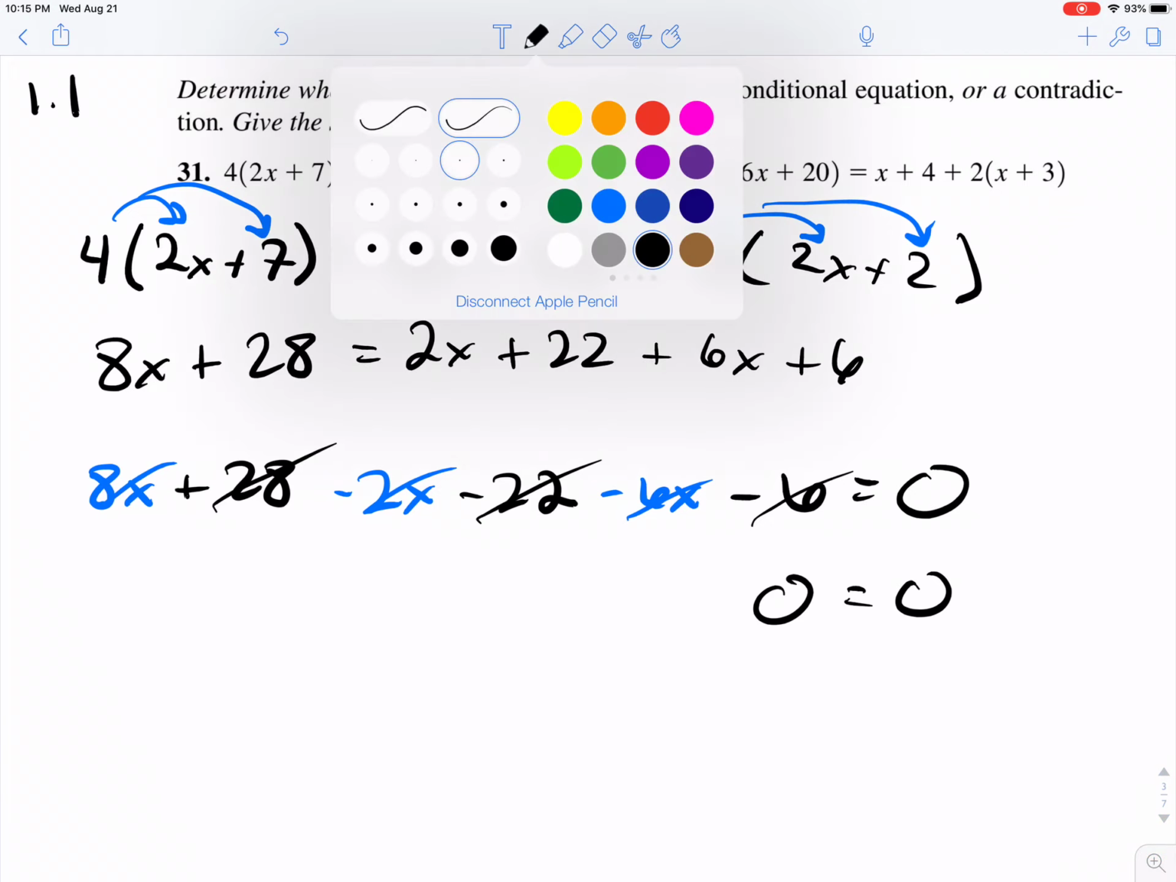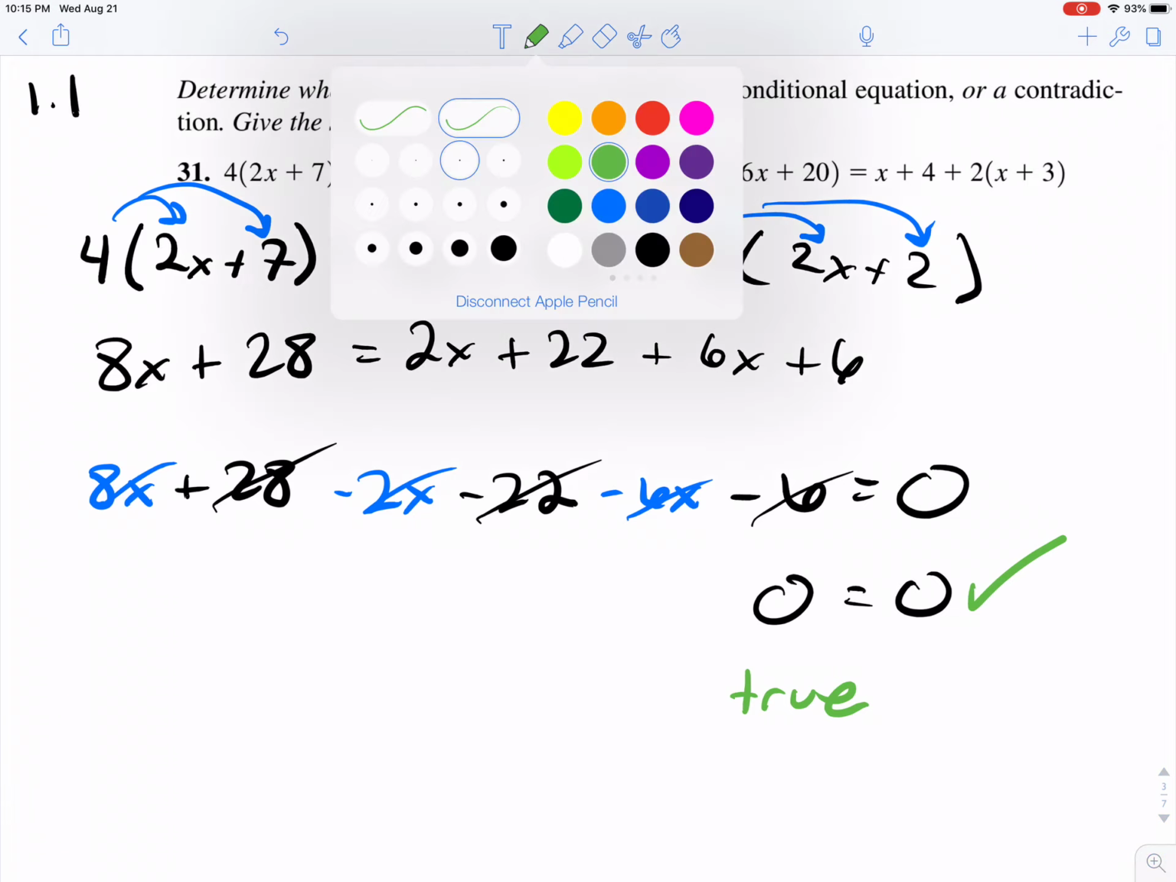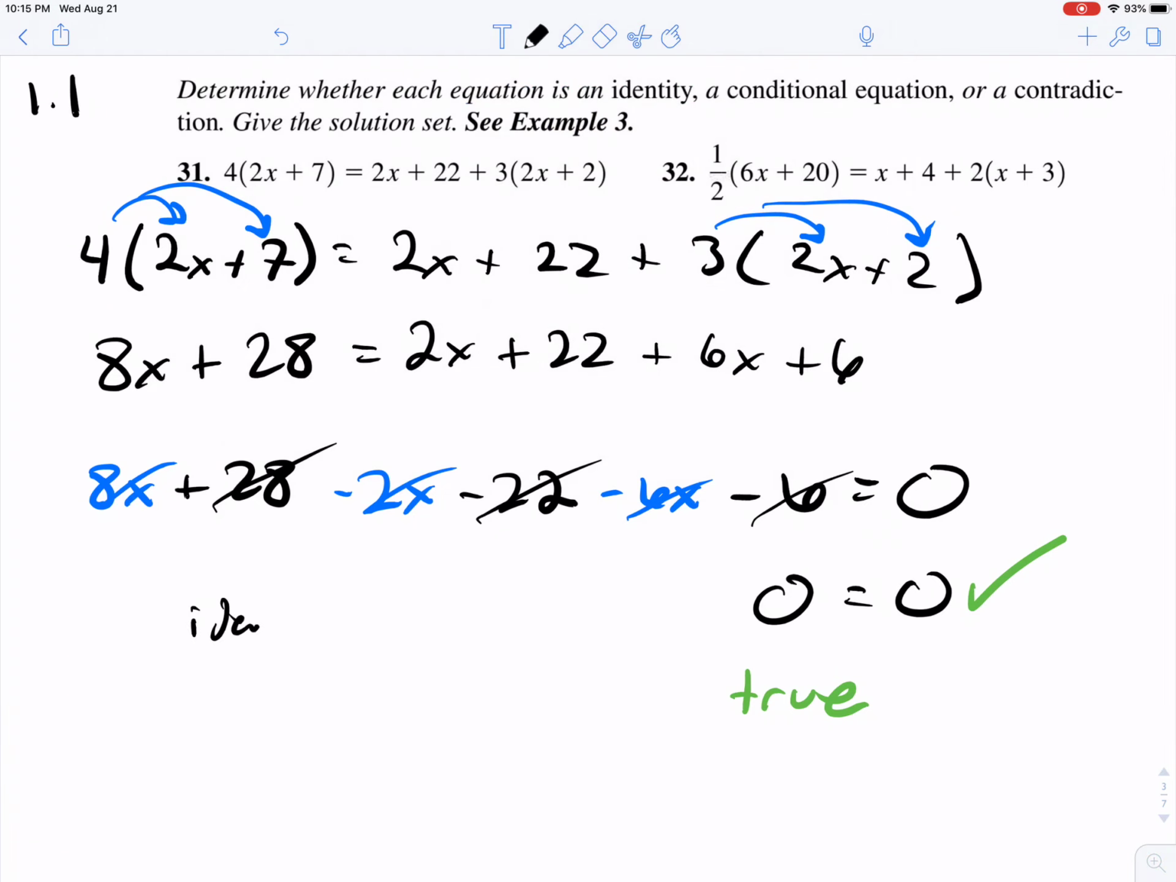Notice that this is a true statement. This is true, right? So because all of our variables cancel and we finish with a true statement, the solution set would be all reals. Any real number x is going to work in the original, and this is what we call an identity. So this would be an identity.